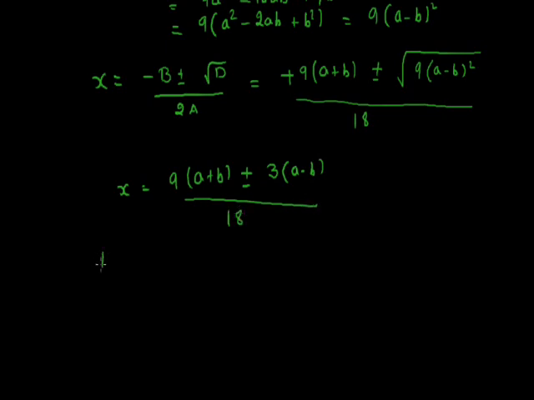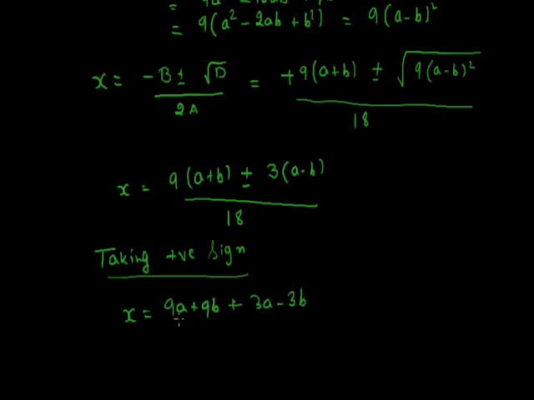Now taking positive sign, x is equal to 9a plus 9b plus 3a minus 3b upon 18, or we can say 12a plus 6b upon 18, or (2a plus b) upon 3. 6 is common from numerator and denominator, so it becomes x equal to (2a plus b) by 3.